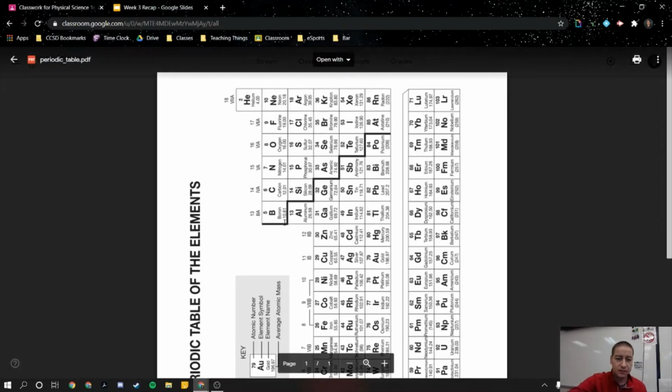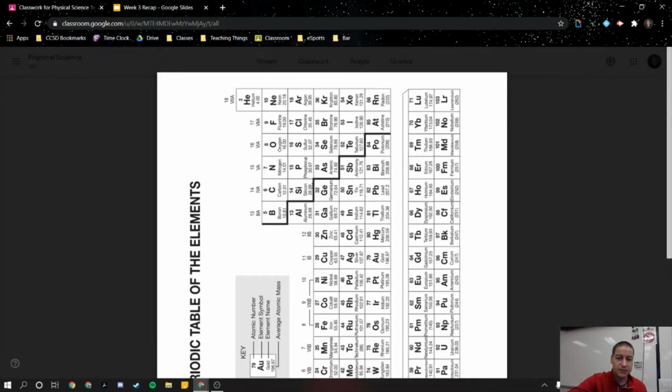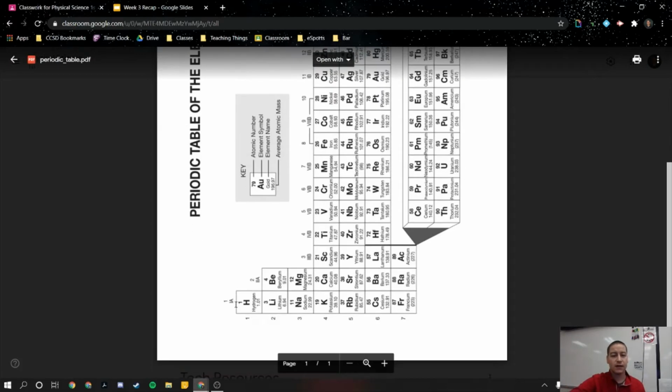All those are going to be metalloids for us. If one of the sides is touching that bold line, that is a metalloid. Anything to the right is a nonmetal. Anything to the left is a metal, except for hydrogen.